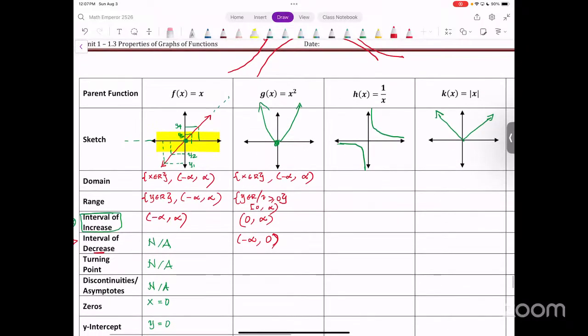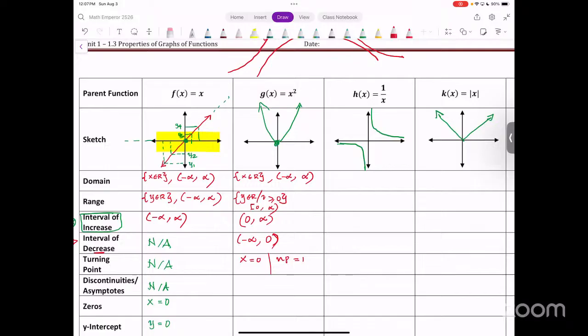So turning point. At what point is the graph turning the other way? At the vertex, like 0, 0. Correct, at x equal to 0. So the number of turning points is equal to 1.